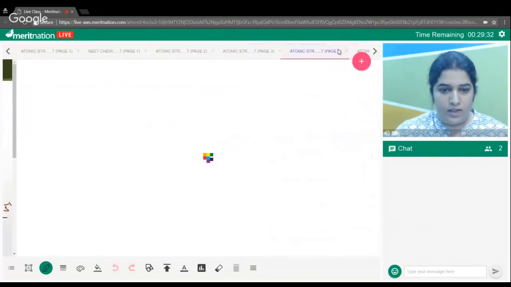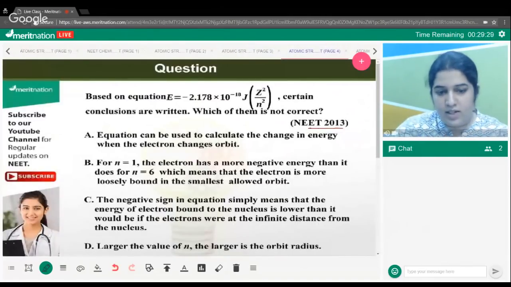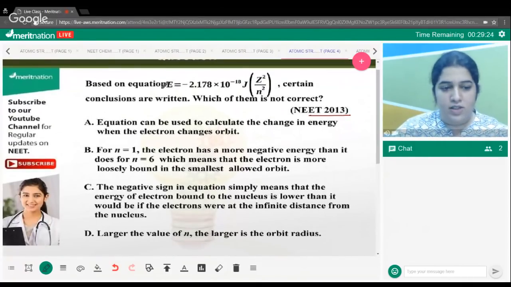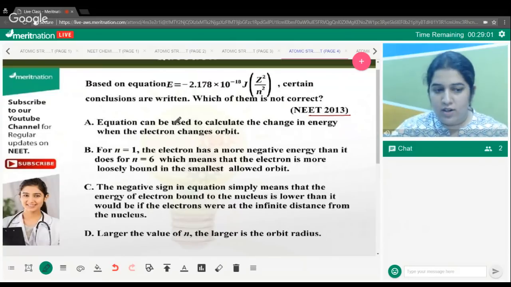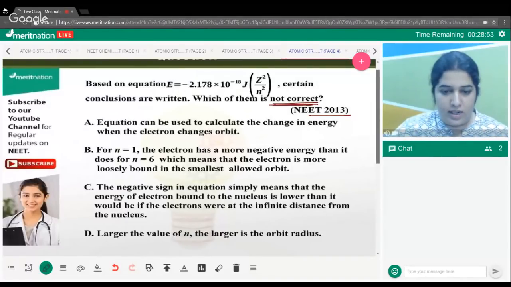Next we move to a question asked in NEET 2013. Let's look at this question. Based on the equation, E is equal to minus 2.178 into 10 to the power minus 18 joules, Z square upon N square. Z is the atomic number. N is the number of the shell that we are talking, number of the orbit where the electron is present. Now, this formula you have seen in NCERT as well, right? Certain conclusions are written here. Based on this particular formula, certain conclusions are given to us. Which of the following is not correct? Again, we have to look at the incorrect answer, an incorrect option.